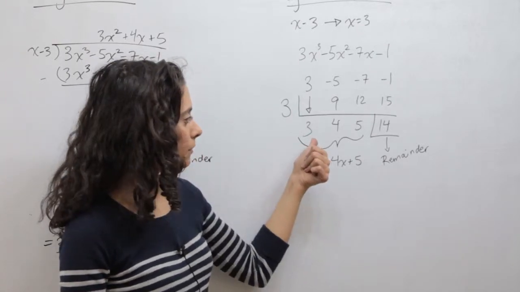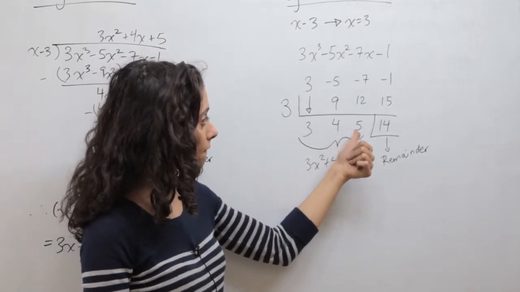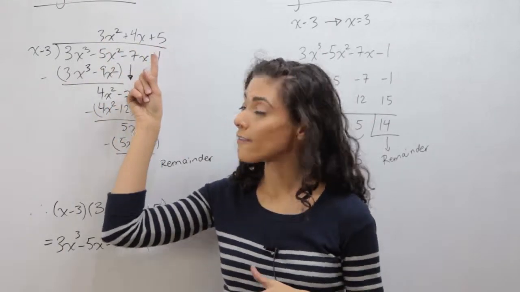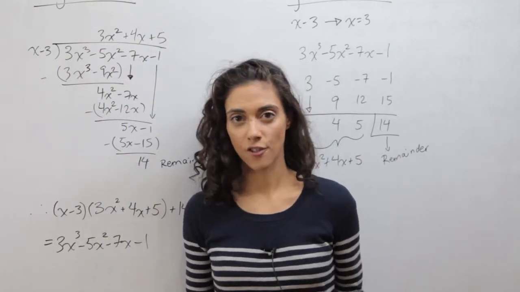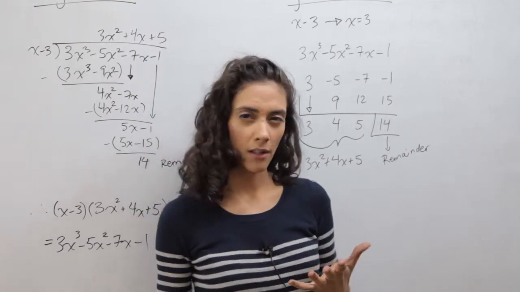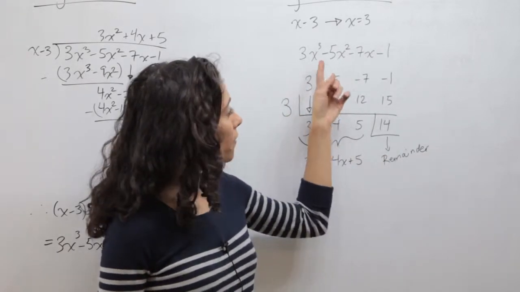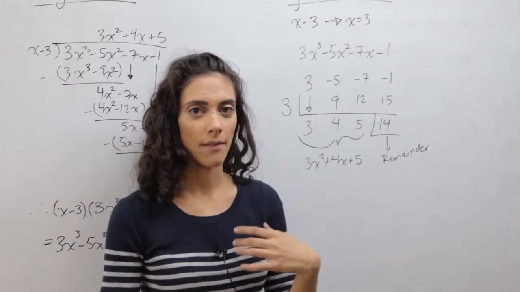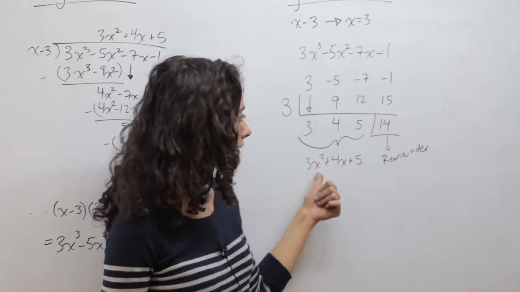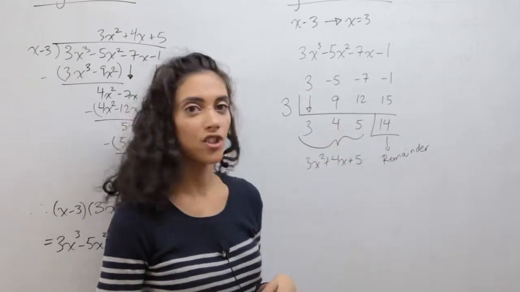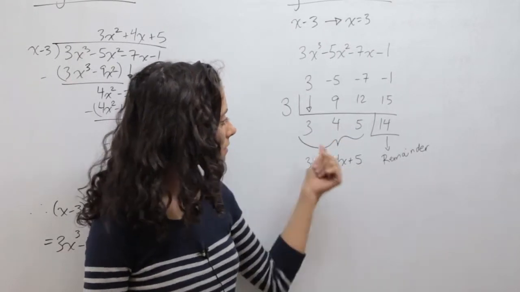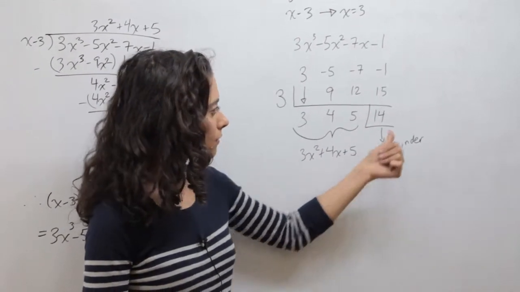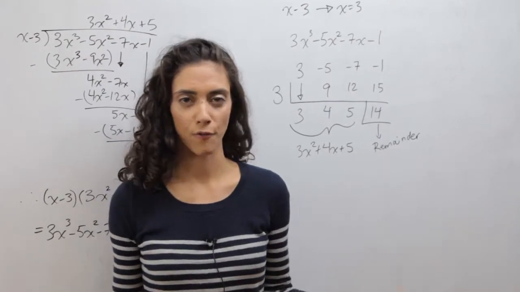Now look at the numbers we got below. 3, 4, 5. We found the coefficients of the answer. Now we have to figure out what kind of a polynomial we had. If we start with the cubic and divide it by a linear, the degree will go down 1. That means the answer is a quadratic. So we take these coefficients and write it into what it actually is, 3x squared plus 4x plus 5 with a remainder of 14, just as before.